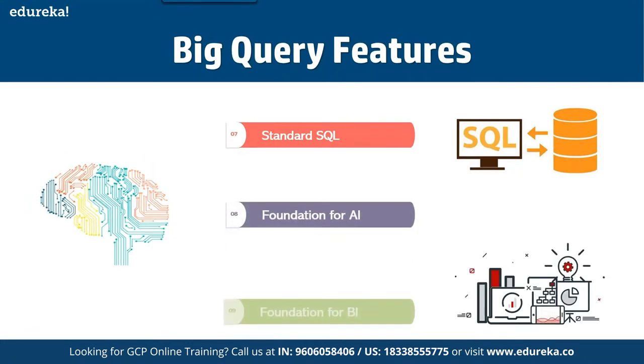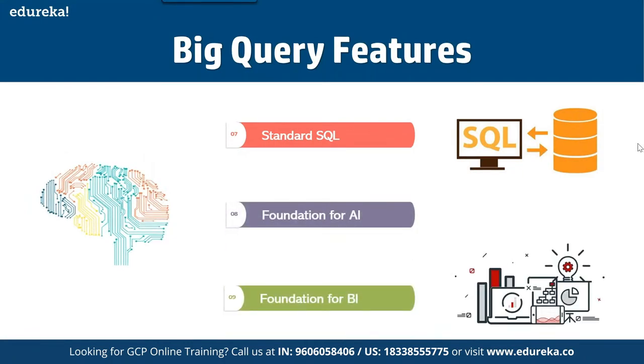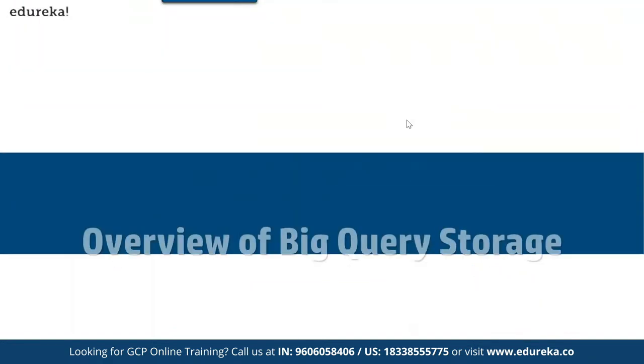Next one is standard SQL. It automatically has inbuilt standard SQL. At the same time, you can also define your own database by creating a new resource. In that you can create your own database as well. Next is the foundation of AI, which is artificial intelligence. You can integrate with artificial intelligence, and you can also integrate with BI, which is business intelligence. Clear?